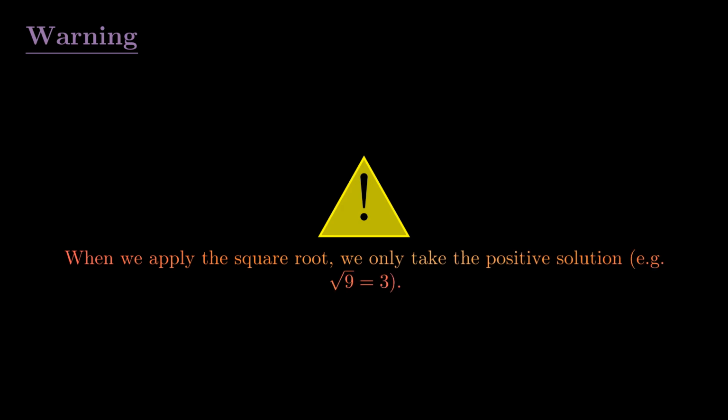Small warning. You may have noticed in the previous example that we only had one solution for each of our examples. The reason is that when we apply the square root, we only take the positive solution. This is simply a convention. For example, when I say square root of 9, the answer is equal to 3.